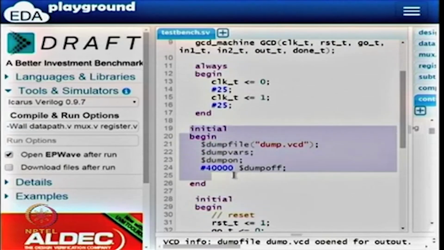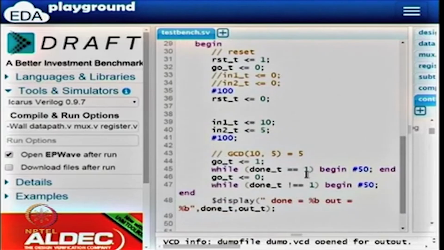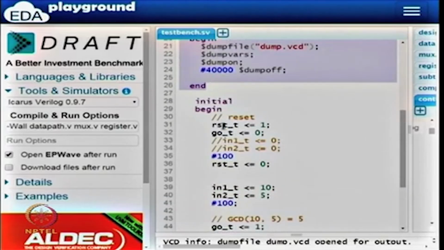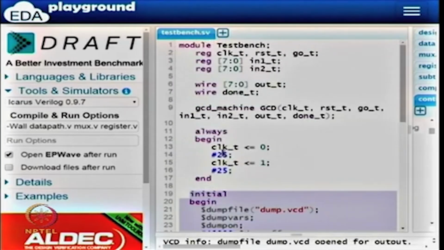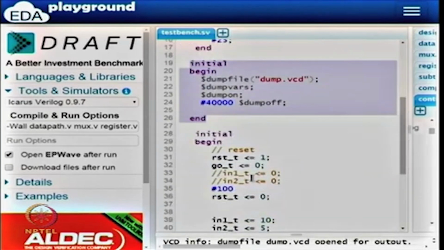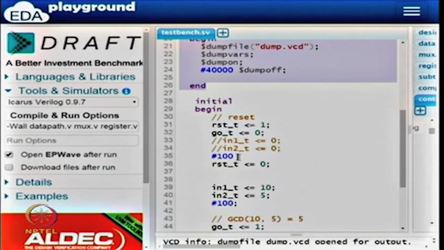Then this part of the code takes care of printing waveforms and whatnot. Let us see whether the test plan is correct or not. So we initially make reset equal to 1. We first reset the chip, and we ensure that the go signal is 0. Then we wait for #100, which means wait for 100 time units. If you look at the clock period, it is 50 time units. So we are having the reset on for 2 clock cycles.